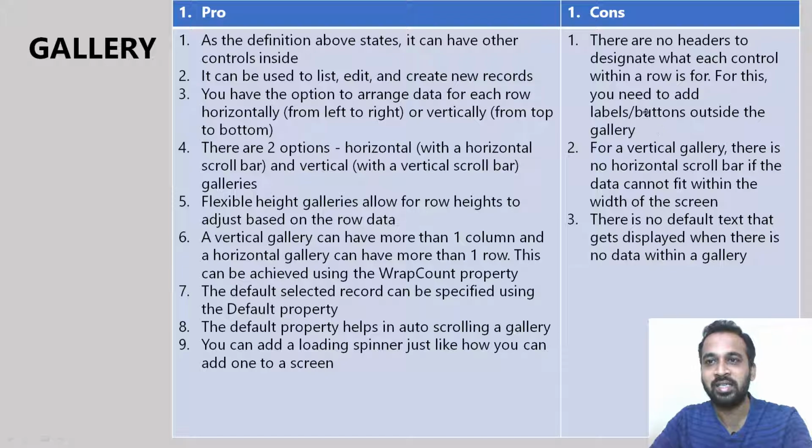So the cons are, there are no headers to designate what each control within a row is for. For this you need to add labels and buttons outside the gallery. For a vertical gallery there is no horizontal scroll bar if the data fits within the width of the screen. There is also no default text that gets displayed when there is no data within the gallery. So a few cons are there.